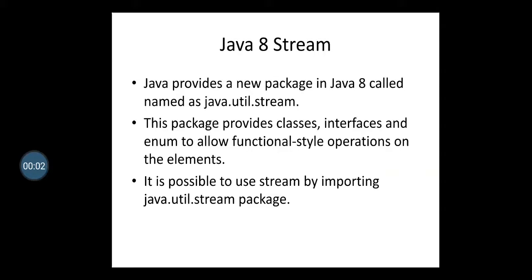Hi everyone. Today we are going to discuss the topic Java 8 stream. In order to use streams in Java 8, we have to include the package java.util.stream, where util is a package and stream is a sub package. This package provides various classes, interfaces, and enums in order to allow various functional-style operations on the elements.